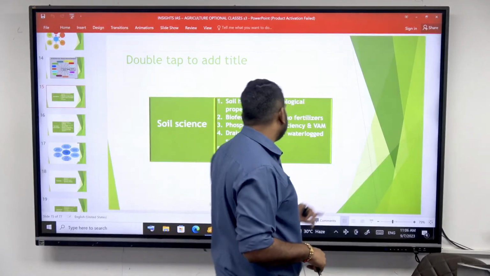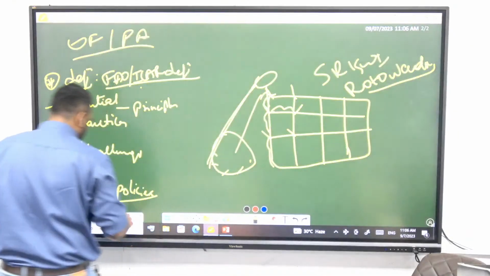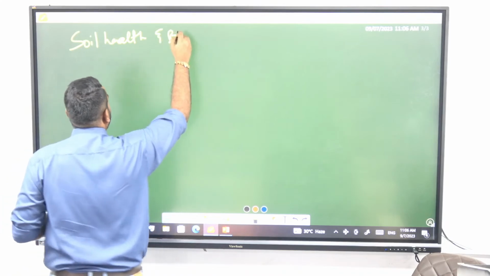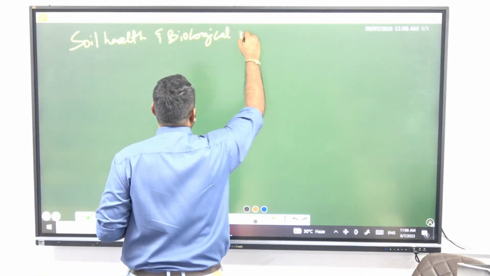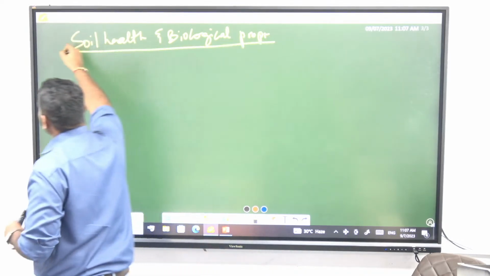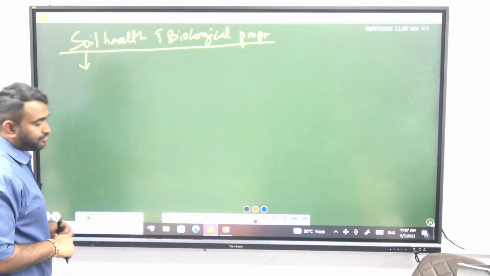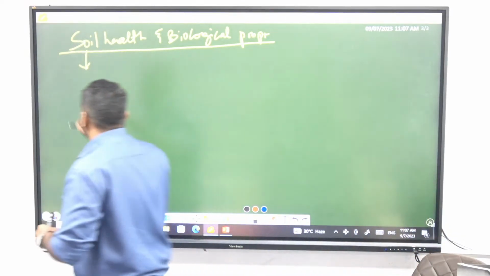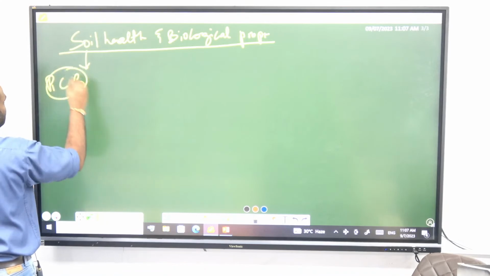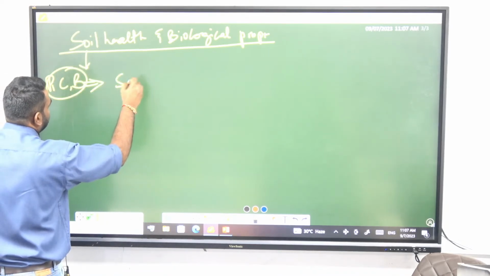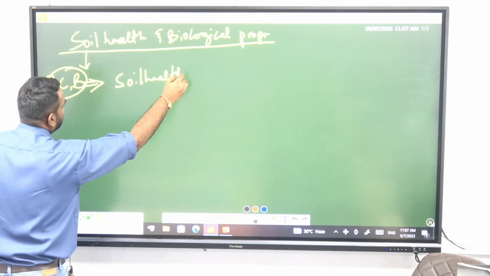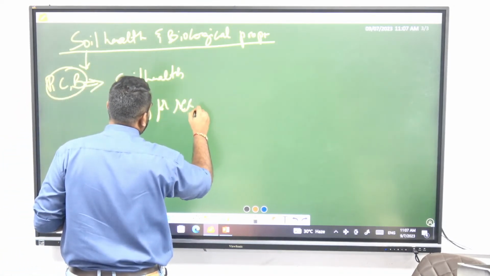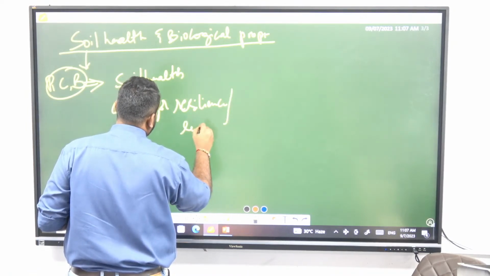In soil science, the major thing is soil health and biological properties. First is soil health. See, soil health is the overall outcome of the soil properties itself, for example physical, chemical, biological. All the properties turn into this condition called soil health. So basically soil health is the capacity for resilience or regeneration, right?